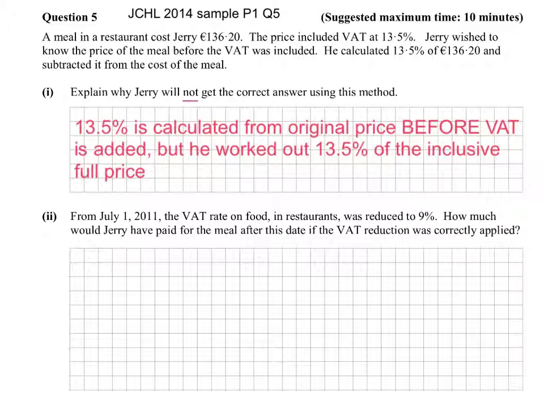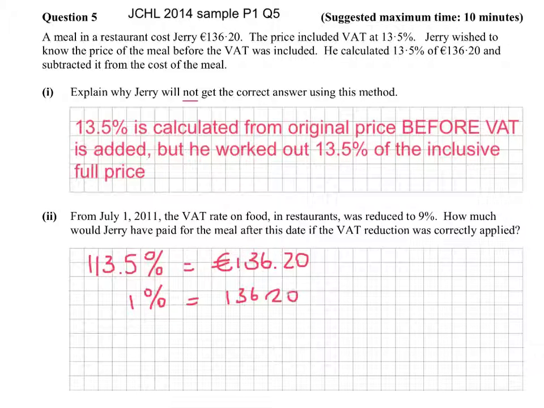So the key thing is you have to realise that what we've done is to find out the final price of €136.20. That is 113.5%, because 13.5% was added on to 100% of the cost price to get the 136.20. So we then go through a process of working out what 1% is to then work out what 100% is.